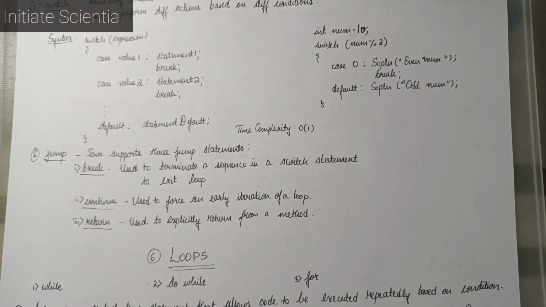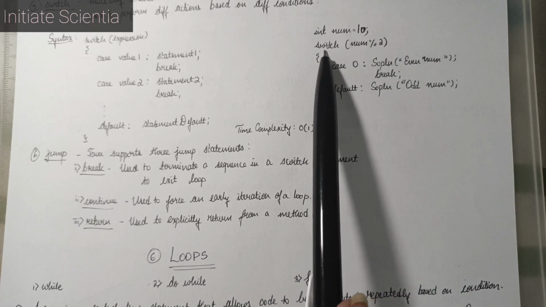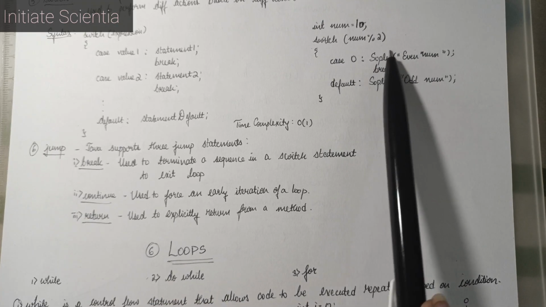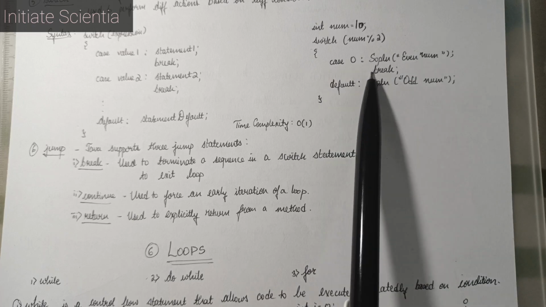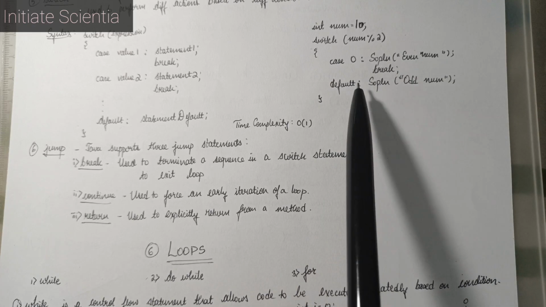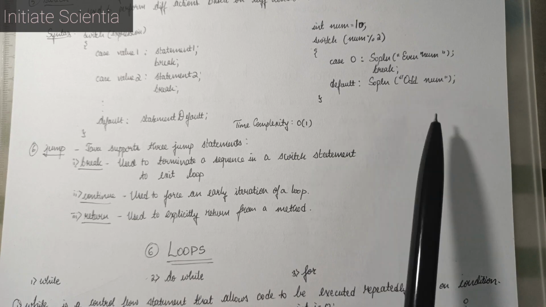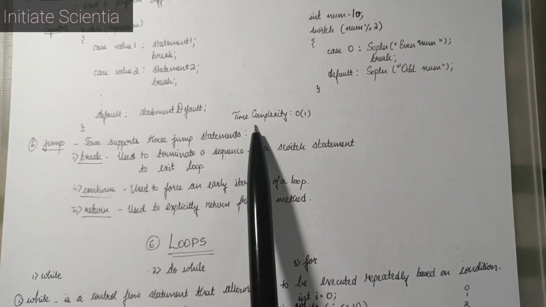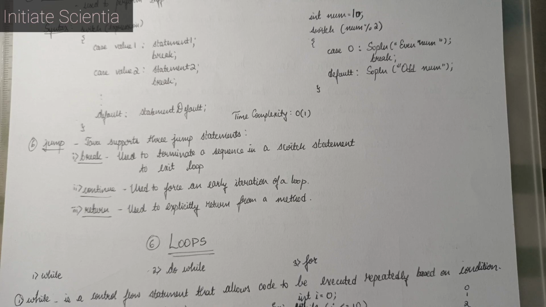Example: int num = 10, then switch (num % 2), case 0: the remainder is 0, then print "even number". By default, you can make it odd. So the time complexity is O(1).